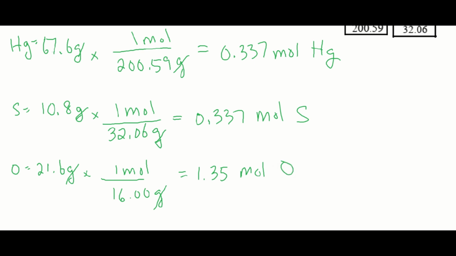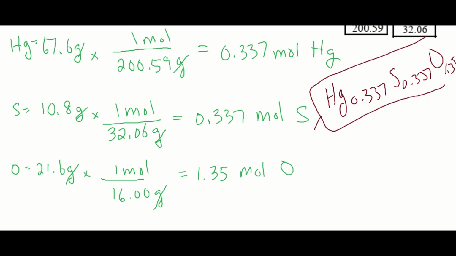So now we want to take the lowest result, or the smallest result, and see how many times it goes into all the other results. And the reason is, right now we have an empirical formula of mercury, Hg 0.337, sulfur 0.337, and oxygen 1.35. And this is not a valid formula. Can't have decimals in the subscripts.